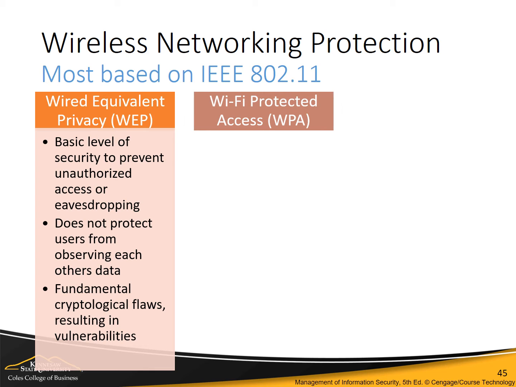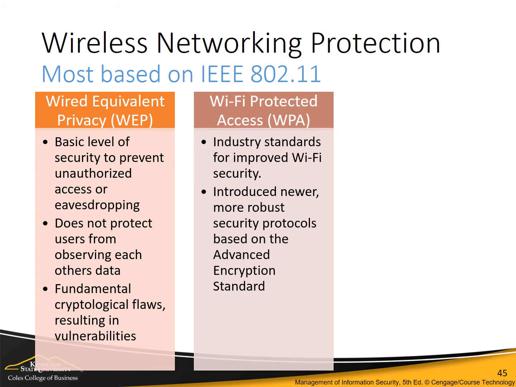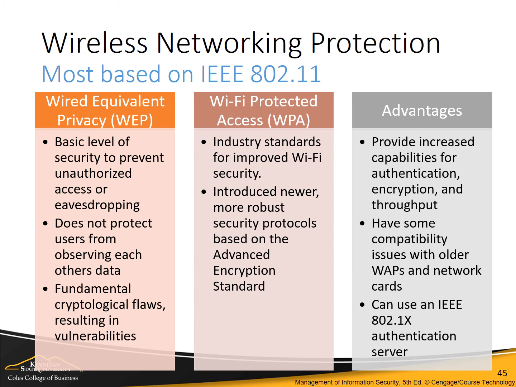And Wi-Fi Protected Access. This is the industry standard for improved Wi-Fi security. WPA2 introduced newer, more robust security protocols based on the Advanced Encryption Standard. Advantages of both include that they provide increased capabilities for authentication, encryption, and throughput, although they do have some compatibility issues with older WAPs and network cards, and they can use an IEEE 802.1x authentication server to be compatible with newer versions.